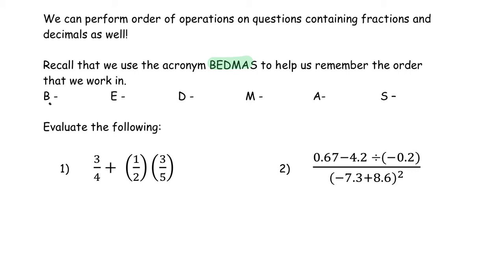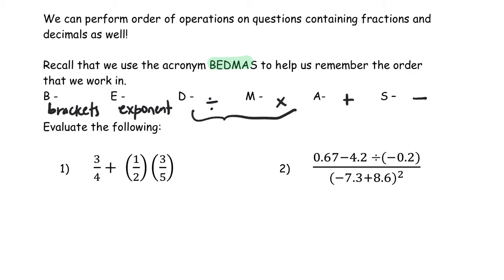B stands for brackets, E stands for exponents, D stands for division, M for multiplication, A for adding, and S for subtracting. Remember that these two you do in order from left to right as they occur. So if a times comes before a divide, you do that. And again, adding and subtracting, you must work left to right.